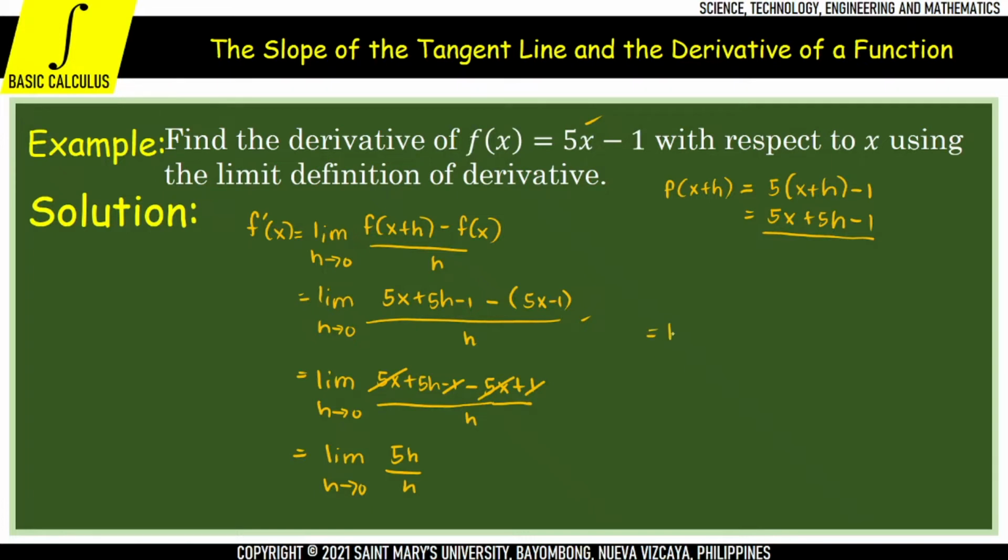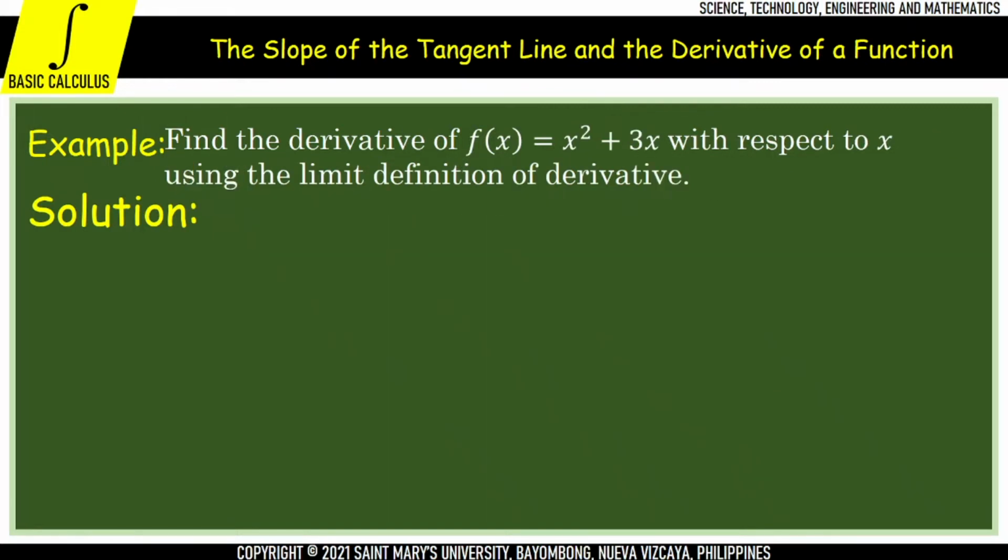Which means that we can now simplify the expression. So that is equal to the limit of, cancel na natin, so we have the limit of 5 as h approaches 0. And from our previous video on the differentiation rules, we have said that the limit of a constant as x approaches a will always be equal to the constant. Meaning, the limit of 5 as x or h approaches 0 is equal to 5. If f of x is equal to 5x minus 1, f prime of x is equal to positive 5.